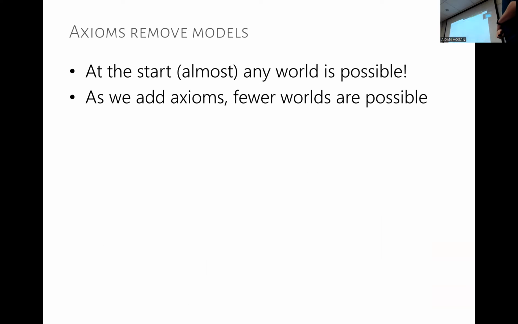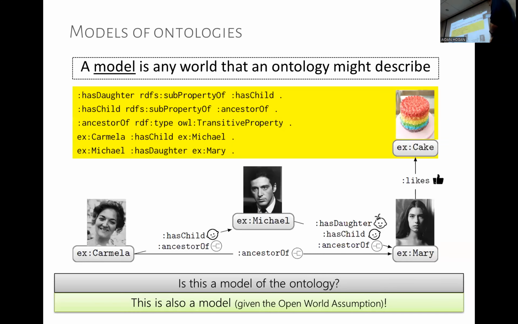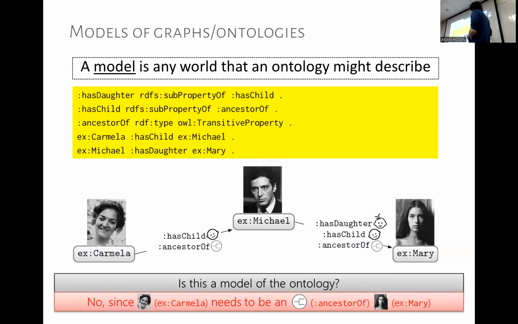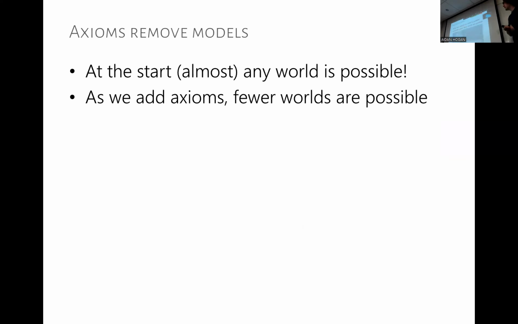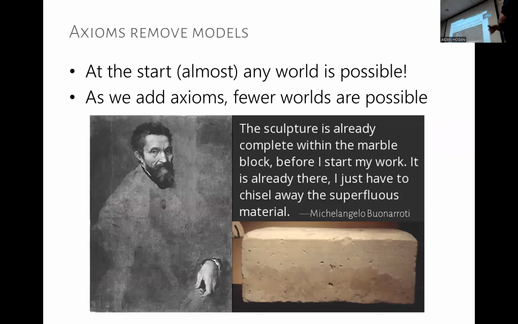As an example, just to go back here, in this case this model would be completely valid if we removed one axiom. What would that axiom be? Yeah, the transitive property. So when we add that transitive property axiom, we remove this model as a possibility. We add an axiom, we remove possible models. As we add axioms, fewer worlds are possible. We start with all the possible models and then we start removing them.